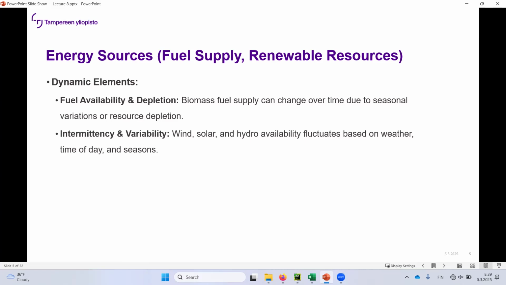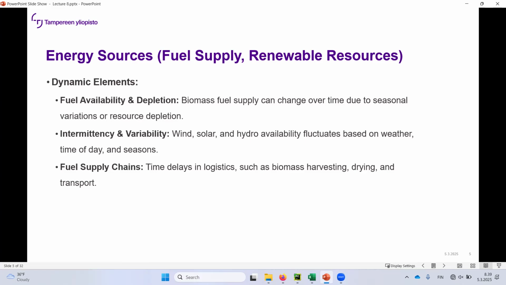So seasonal variability, intermittency and variability, wind, solar, hydro availability. So that is going to fluctuate over time based on weather. And we do not yet have these kinds of perfect weather models that would predict it far into the future, just a few days or a matter of weeks, especially in Finland due to our weather patterns. Fuel supply chains. And there is a lot of literature on this one. This is a really interesting topic, how to kind of optimize these fuel supply chains. So how much time delay is there due to logistics related to like biomass harvesting, drying, and transport?